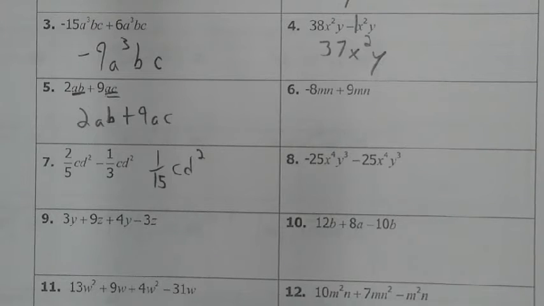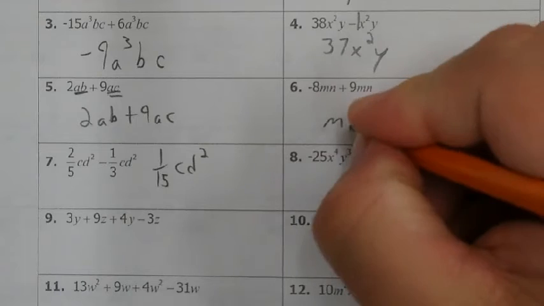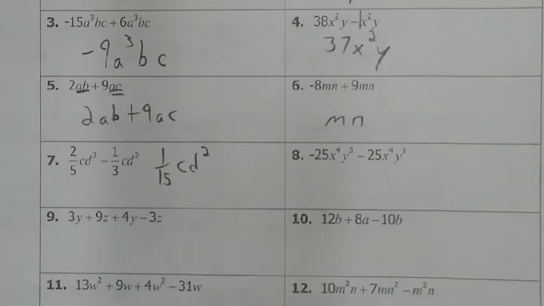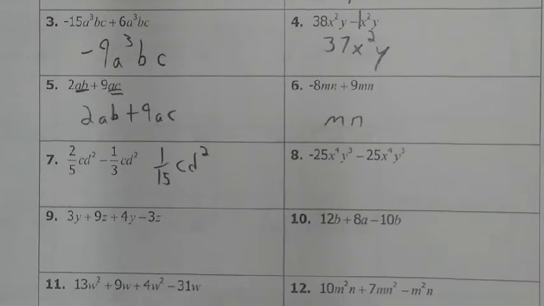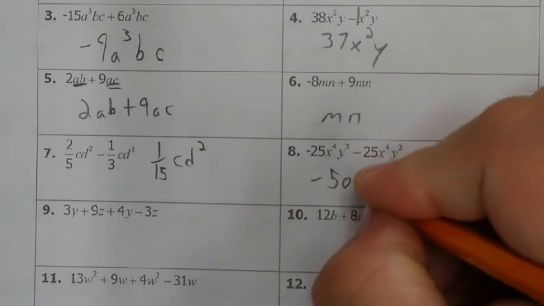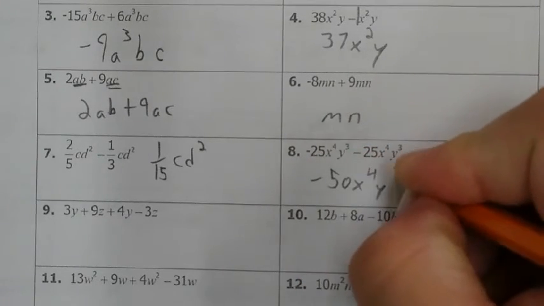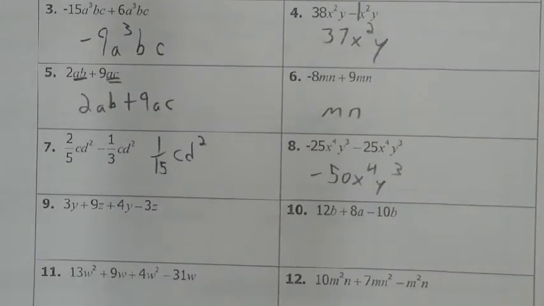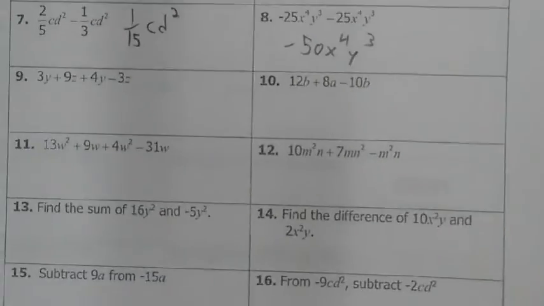What'd y'all get for 6? 1 mm or just MN. If you put a 1 there, that's fine, but just know on the SOL they won't have a 1 there. And then what'd y'all get for number 8? -50. Yep. Negative 50 x to the 4th y cubed.